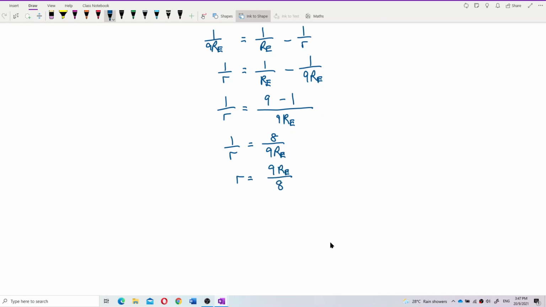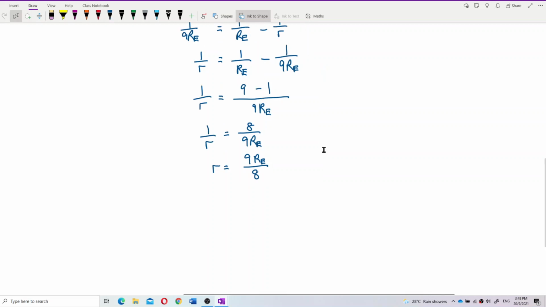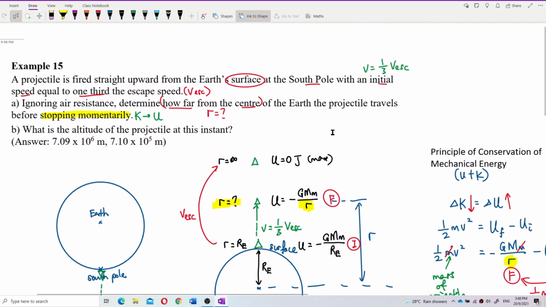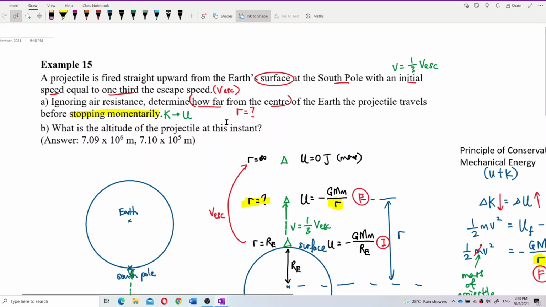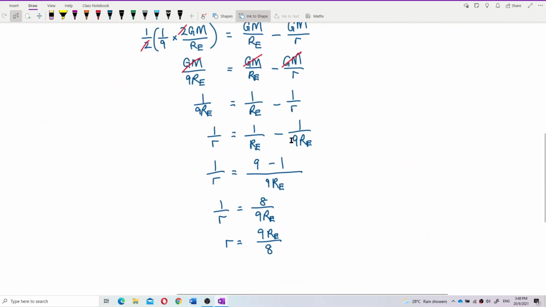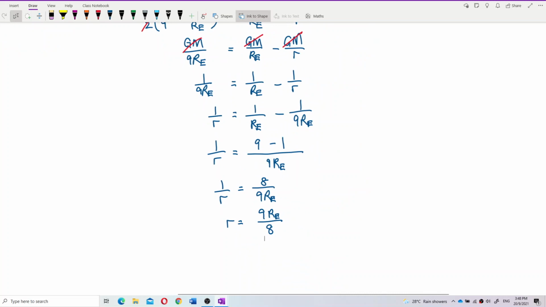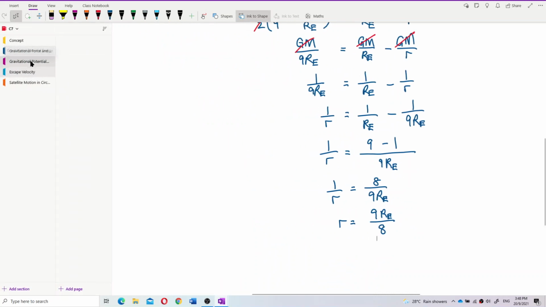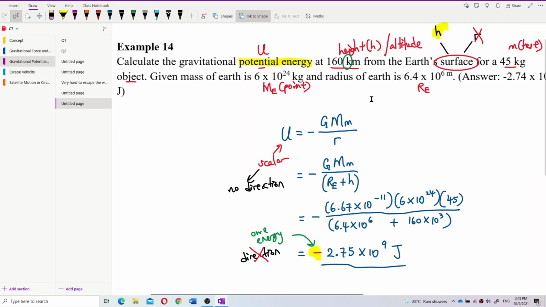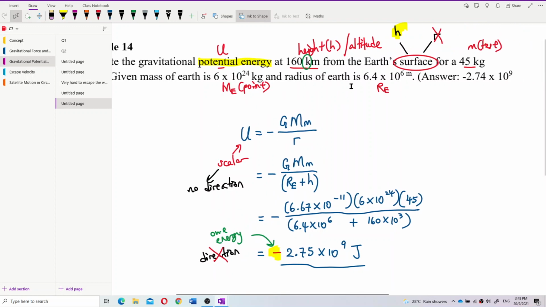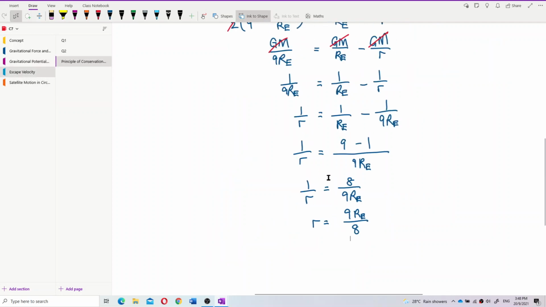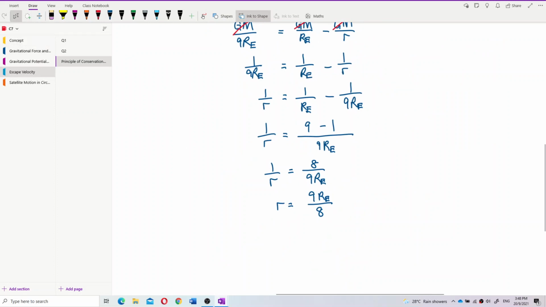What is my radius of Earth? Let's find out the radius of Earth, because it's not provided in the question. You can find this value from the list of constants provided. So I just refer to the previous question, to see if I have the radius of Earth. Yes, it has the radius of Earth, 6.4 exponent 6.